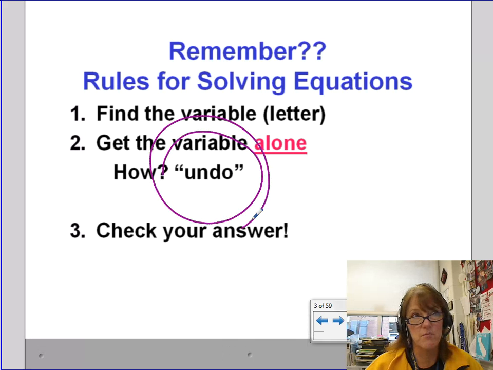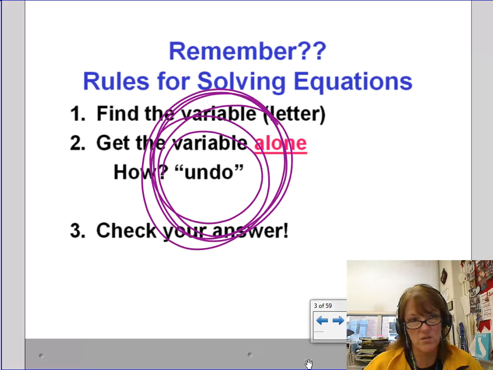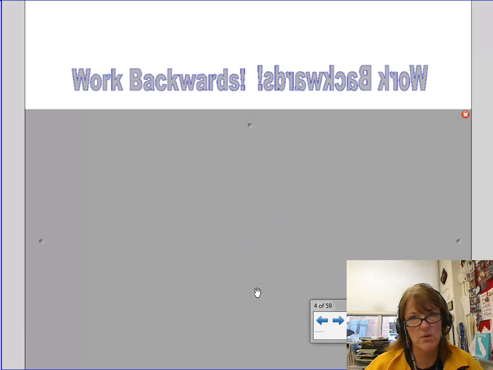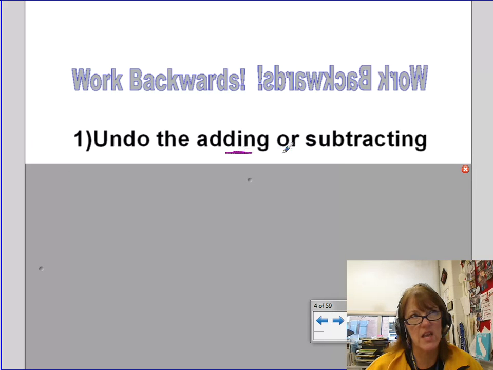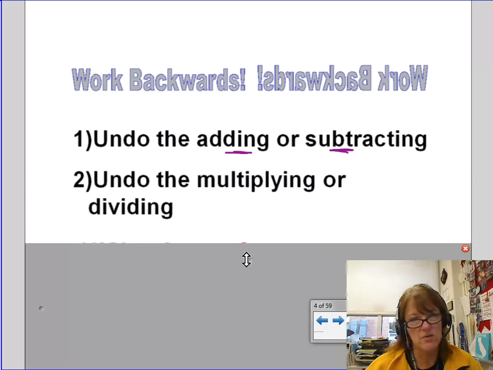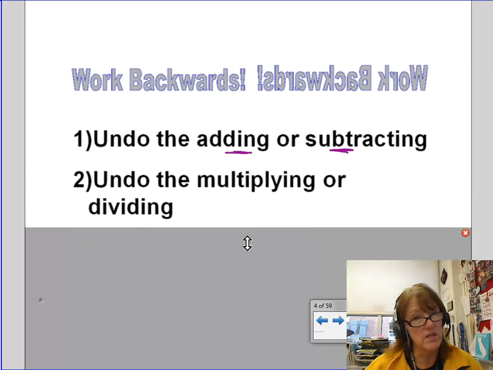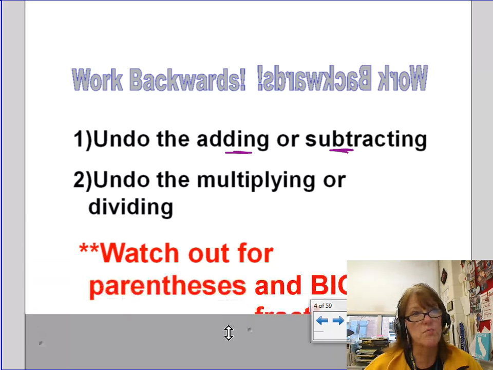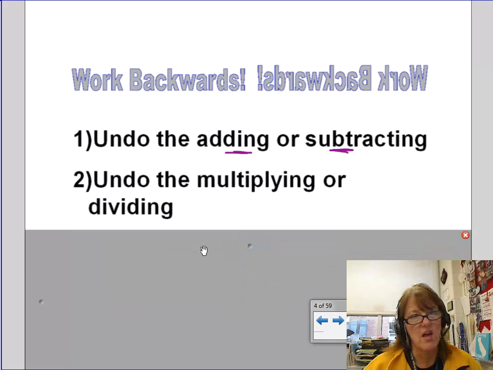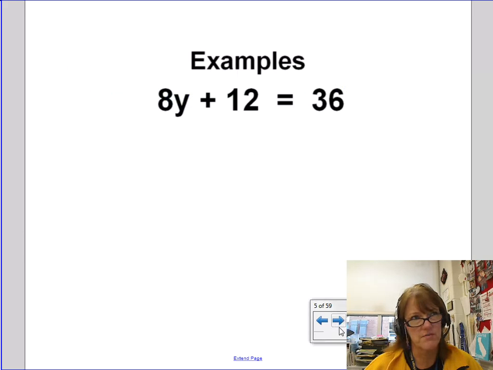Now, when we have more than one step here with the undo, it's important that we make sure we do the order correctly. Most of the time, as you work backwards, what you're going to do is undo any adding or subtracting first, because that's further away from your variable, and then undo the multiplying and dividing. Tomorrow we'll get into some that actually are the exceptions to this, but most of the ones you'll see today work this way. And now it is super important to check. I'll save the watch out for tomorrow, okay?